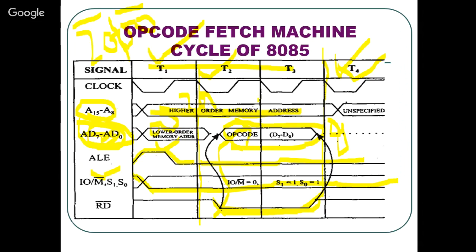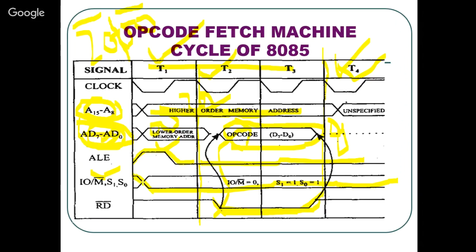I'm not going into that right now. In this session I am discussing only instructions that consist of four time states. So I'm repeating once: A15 to A8 is the higher order address line. The higher order address will be available on the address line for the first three time states. Next, ALE goes high for the first time state, T1, and at that time the lower order address will be available on the address bus for T1.